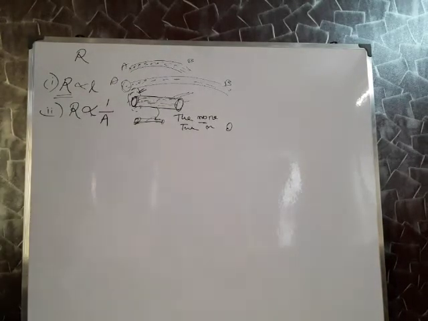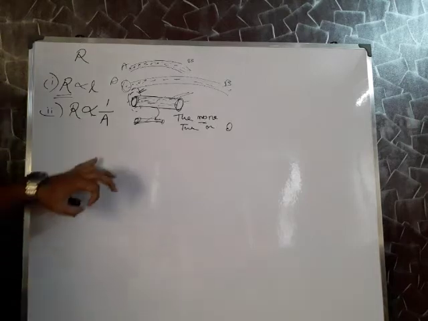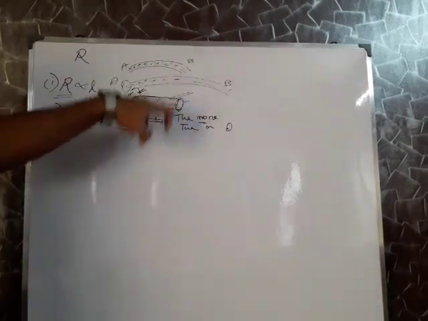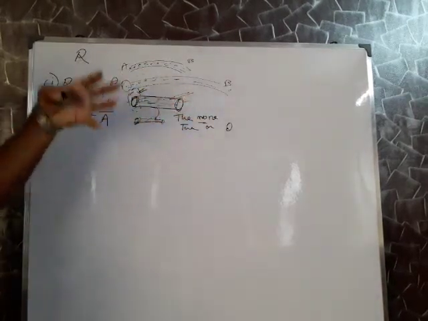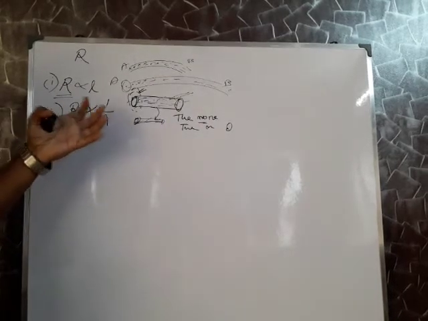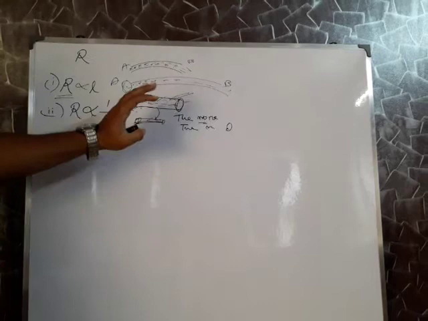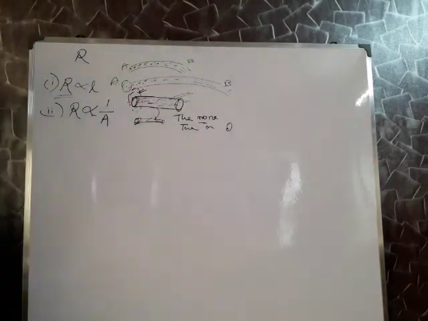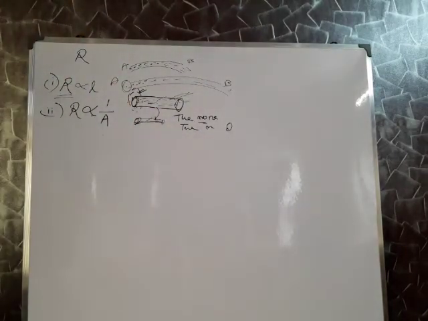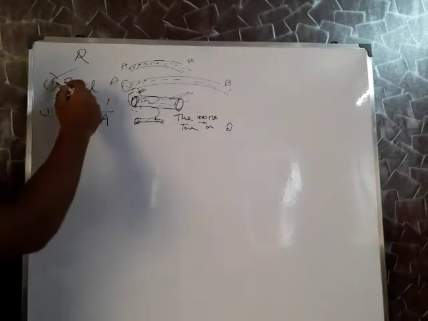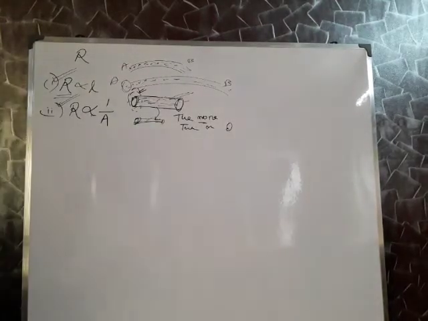Understand why? I already told you: if you increase the cross section area, more current can flow, and more electric charge can reach from this side to this side. That means automatically resistance will be decreased. So these are the two greatest factors which affect the resistance.